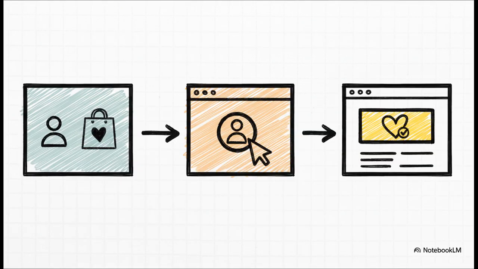Now, of course, one user story is usually going to need more than one of these scenarios. I mean, what about actually seeing your wish list? So we'd write another one. Given I have previously added items to my wish list, when I navigate to my account page, then I should see a link to my wish list. See how that works? Each little piece of the feature gets its own clear, testable definition.